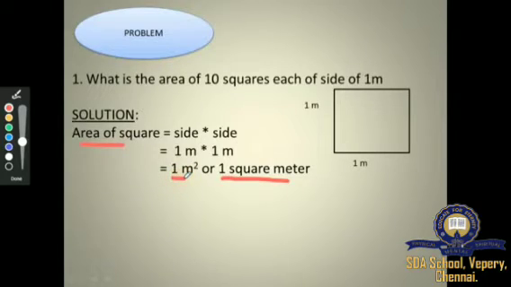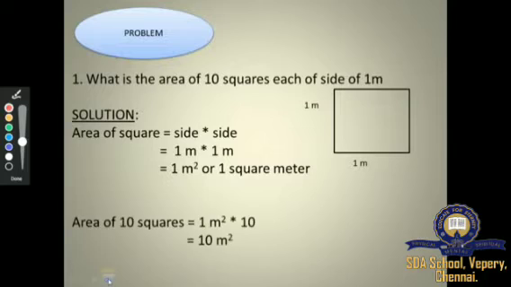They have asked us to find the area of 10 squares. So this is the area of 1 square. So to find the area of 10 squares, we have to multiply the area of the square that we obtained by 10. So area of 10 squares is equal to 1 meter square into 10, which is equal to 10 meter square. So area of 10 squares is equal to 10 meter square.